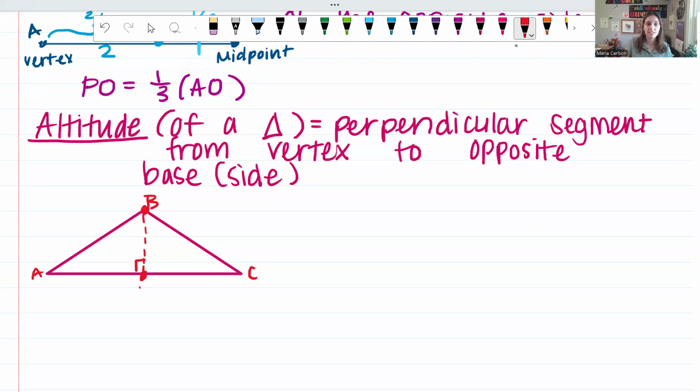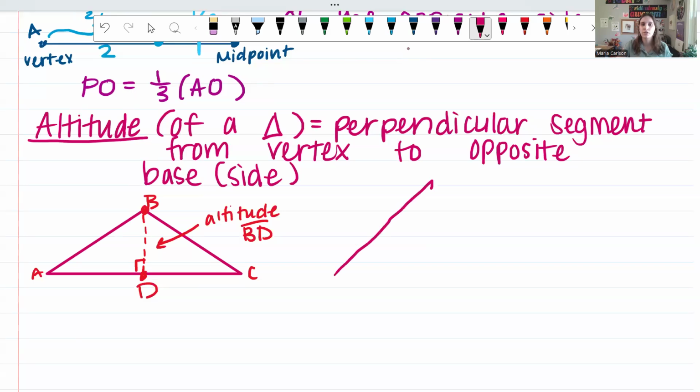So this point D, BD here is the altitude of this triangle. This is altitude BD. We could find the altitude from C to base AB or from A to base BC. It is a little bit funky though when you have an obtuse triangle.